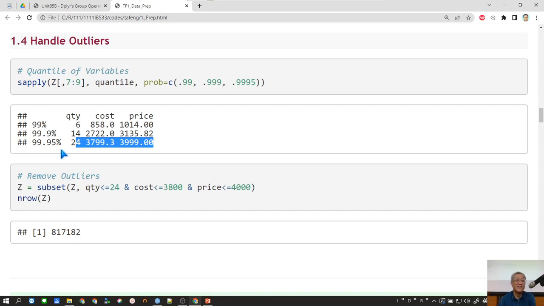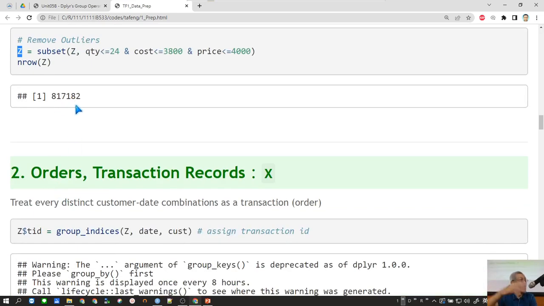Okay, the quantiles try to find out that, look at this column, it means that 99.95% of our data, the price is below 4,000. So whatever is larger than 4,000, I don't want it, right? So this is the thing. I subset the Z data set so that the outliers are excluded before anything.